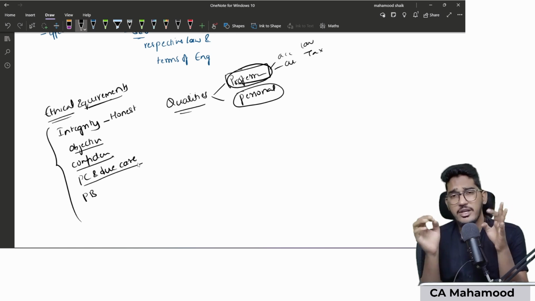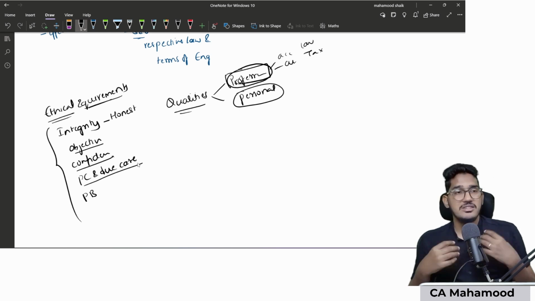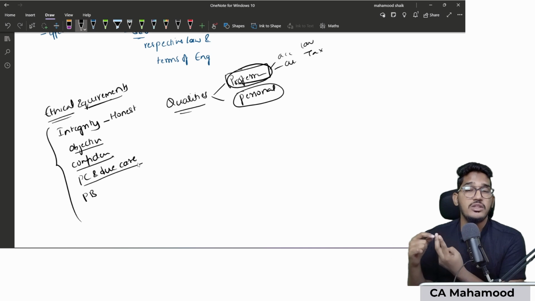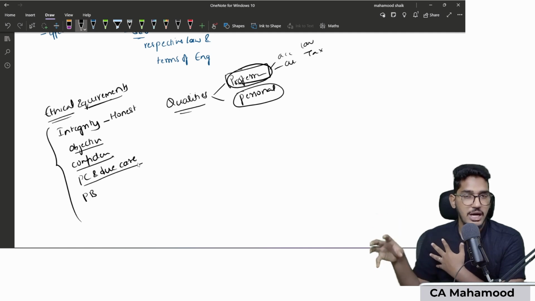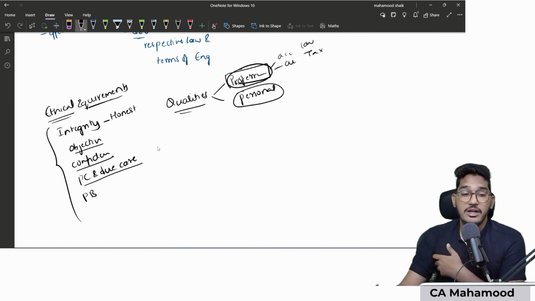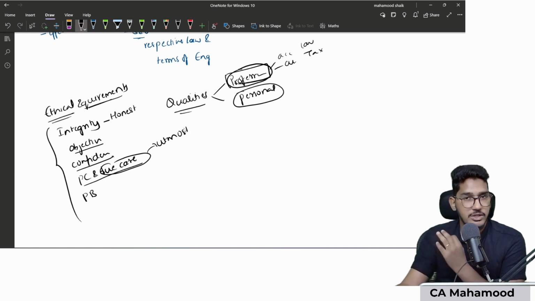which undergo continuous changes. Being an auditor, it is our responsibility to keep ourselves updated with all the changes happening in our subjects. That is the meaning of professional competence. We have to make ourselves competent by updating our knowledge on all the updates happening in our professional areas. And we should also have due care or diligence. That means we have to do the audit with utmost care. We should not be negligent while doing the audit.